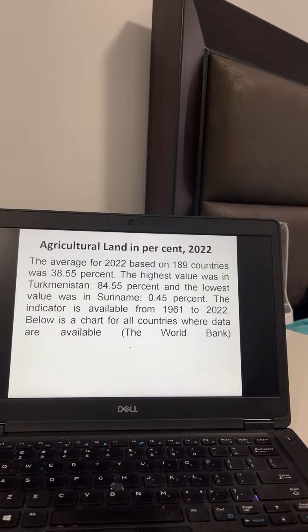Agricultural land in percent, 2022. The average for 2022 based on 189 countries was 38.55%. The highest value was in Turkmenistan, 84.55%, and the lowest value was in Suriname, 0.45%. The indicator is available from 1961 to 2022. Below is a chart for all countries where data are available according to the World Bank.